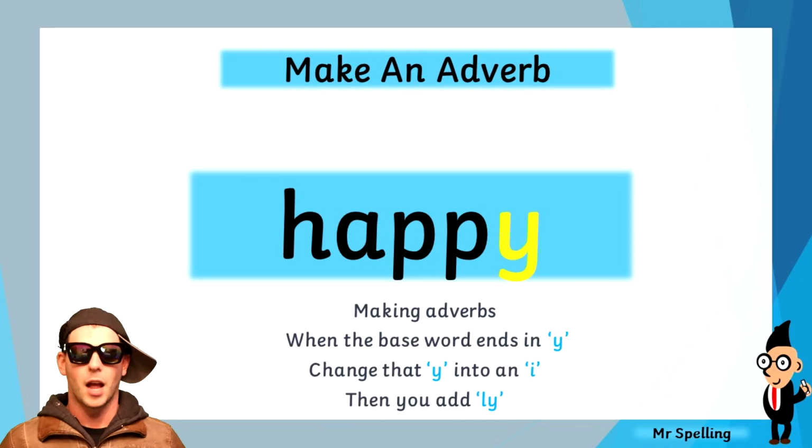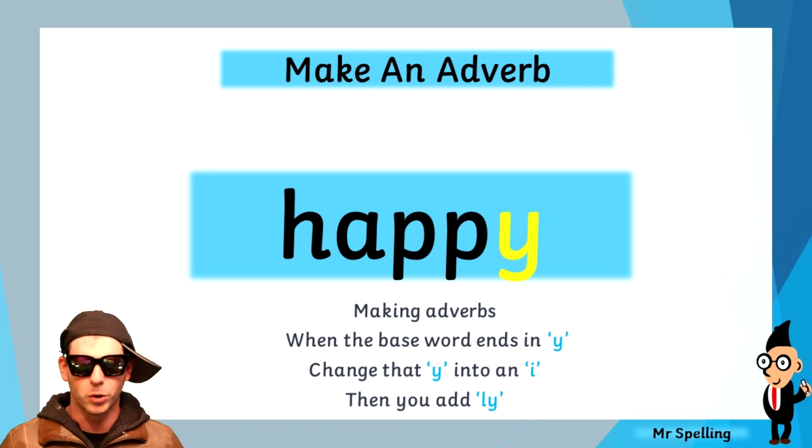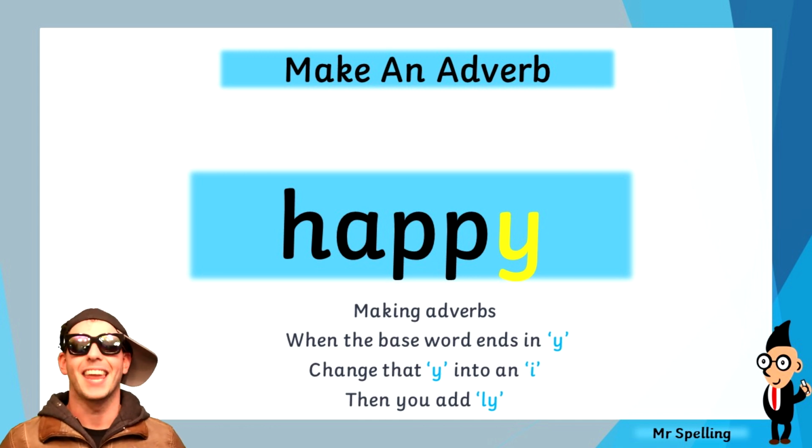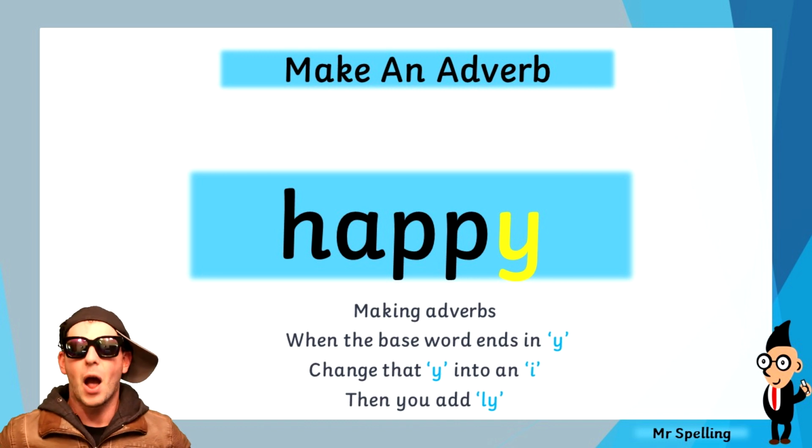Let's go. Now it is my turn to apply the spelling rule. And the first word on our list is the adjective happy. And we're going to turn it into the adverb happily. Now, most of the time to make adverbs you add ly, but if it ends in Y, you do something different. Now have a look at this word.